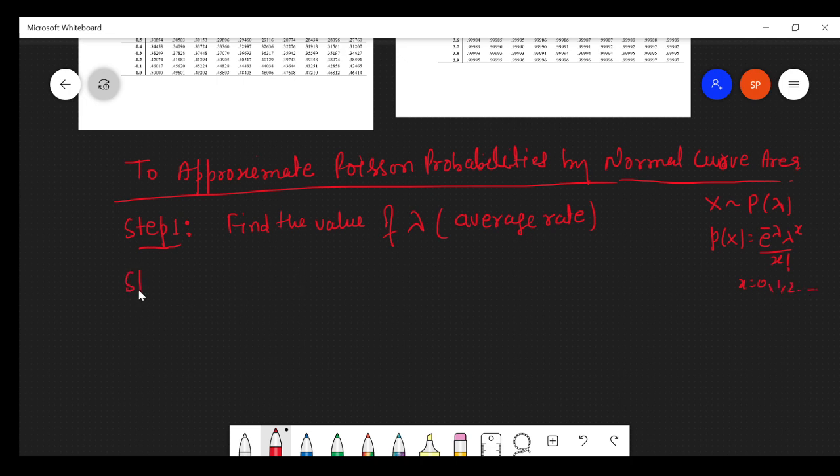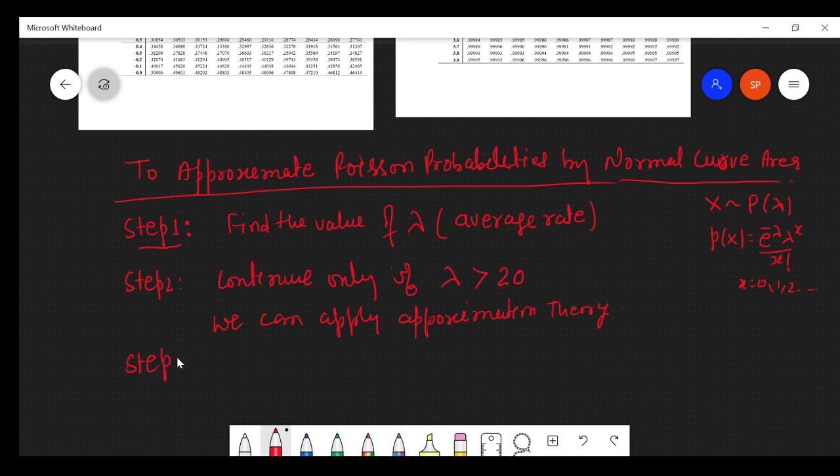So this is step number 1. Step number 2: continue only if lambda is greater than 20. Lambda greater than 20 means that we can apply the approximation theory here.